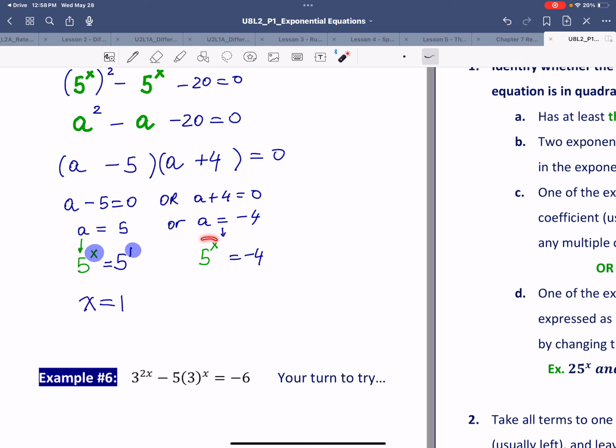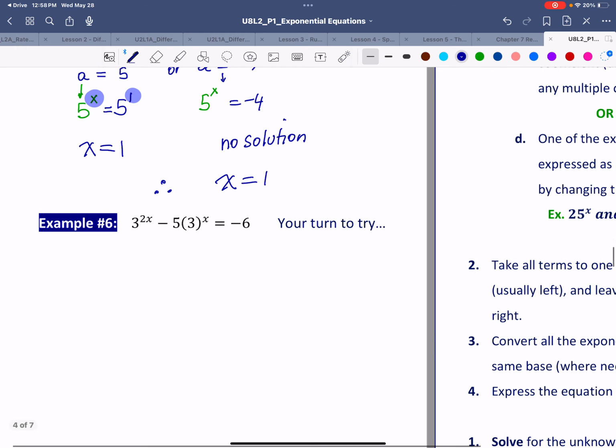On the other hand, for this equation, we're going to say there is no solution because we know that a positive base to any power will never give a negative value. So we're going to say we get no solutions from here. And here we go. We're ready to state our final answer. We're going to say that x equals 1.